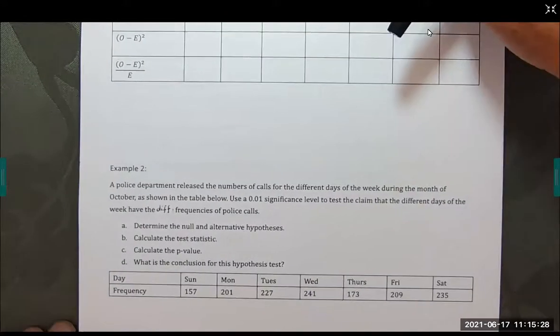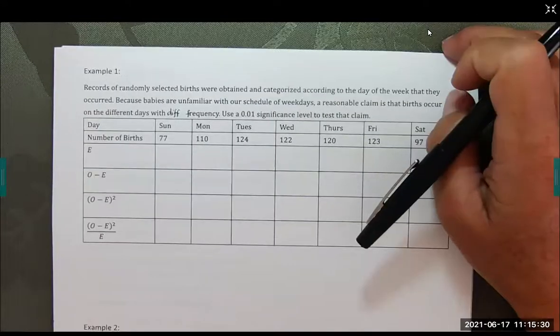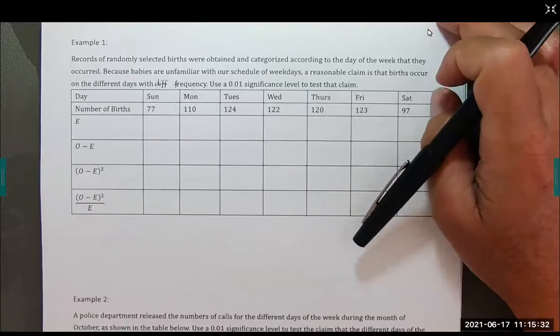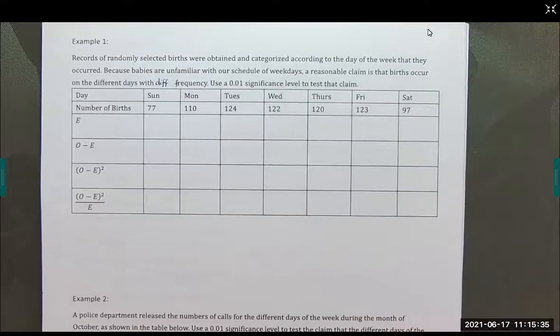So we have a couple of examples. We're going to start with this one here. Records of randomly selected births were obtained and categorized according to the day of the week that they occurred. Because babies are unfamiliar with our scheduled weekdays, it is reasonable to claim that births occur on different days with different frequencies. Use a 0.01 significance level to test that claim.